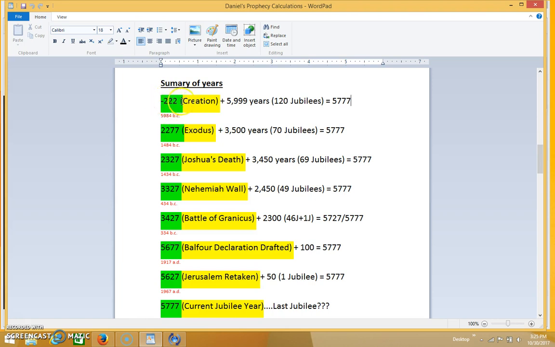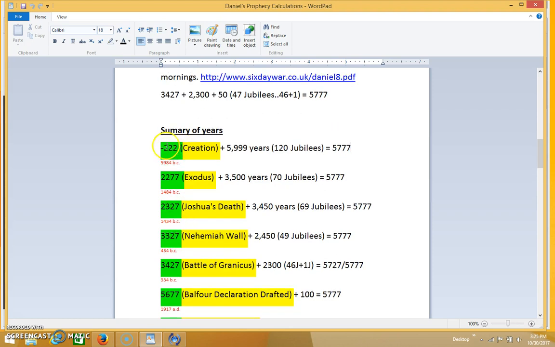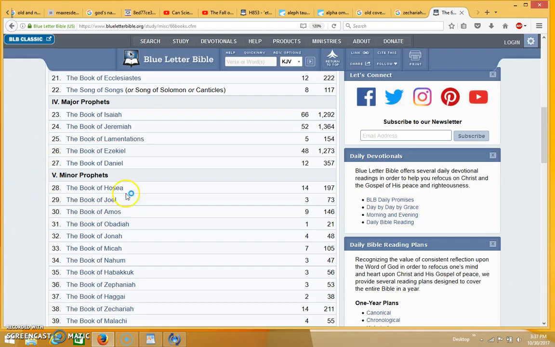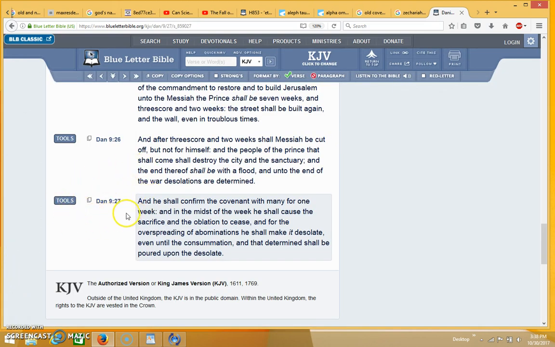And so again, this creates the number 27 with the 3 2s at the beginning and then the 3 7s at the end. Now keep in mind that this prophecy is recorded in the book of Daniel, which is the 27th book of the Bible. And the prophecy culminates in Daniel 9:27 with the confirming of the covenant, where it says, "And he shall confirm the covenant with many for 1 week, and in the midst of the week he shall cause the sacrifice and oblation to cease," which Jesus did when he was cut off.